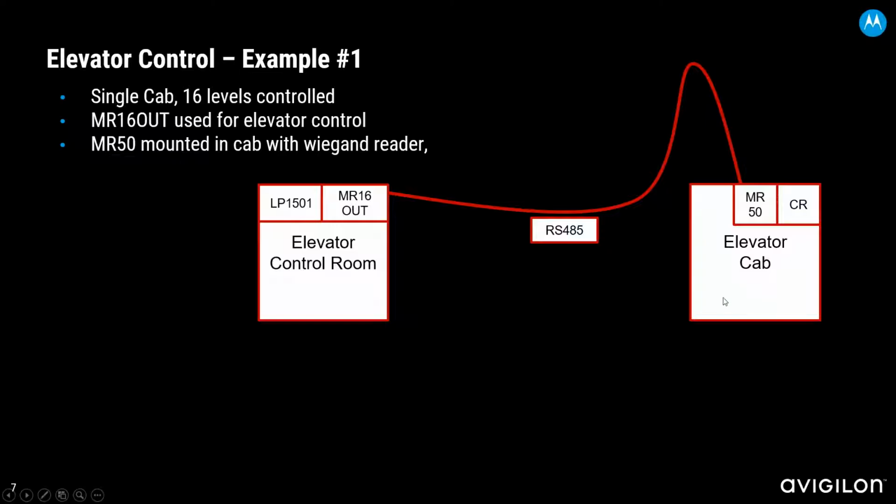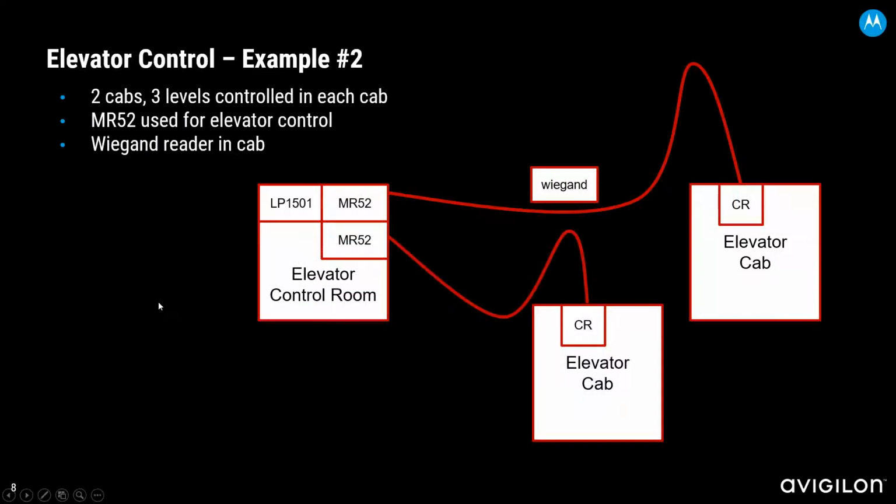Now, if you wanted to add multiple elevator cabs and use the same scenario, keep in mind the LP1501 can only support 8 downstream devices, so keep that limit in mind. But say you were going to add a second elevator cab and you wanted to use this same strategy, this would be a good time to use that MUX8 device. So add that to your elevator control room or your head end here, and now you can do that star wiring configuration.